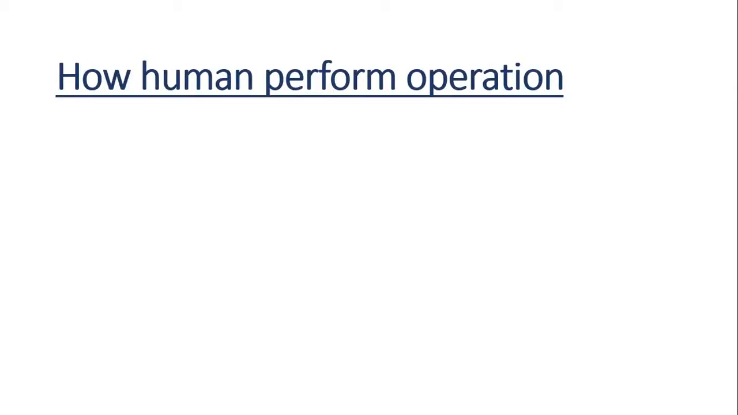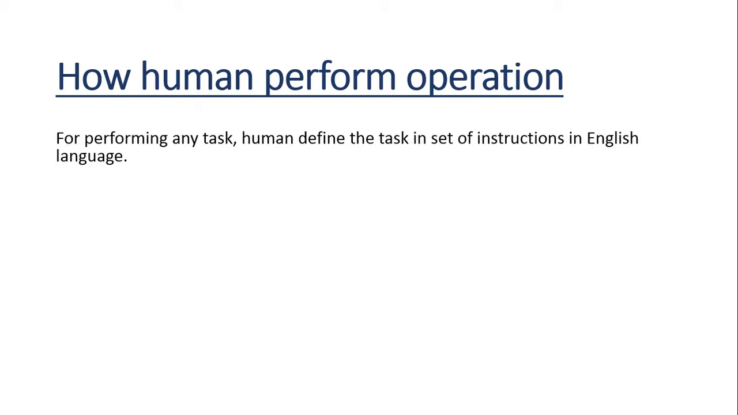Now see how humans perform an operation. This is the most important part which we need to understand, how we are doing the operation, that we know, but let's go into the detail of this. For performing any task, a human has defined the task as a set of instructions in the English language. When we want to do some operation, we have defined that task or operation, or we can say the function, saved in our mind, and inside that task we have written the number of instructions in English language.